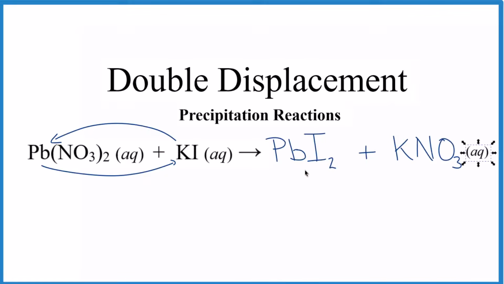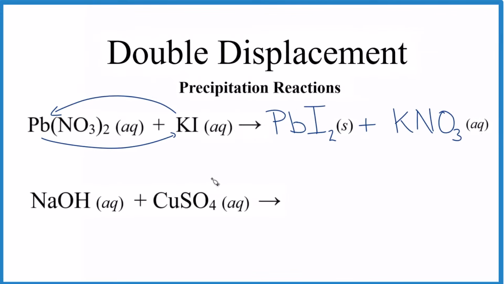But lead compounds often are insoluble. They don't dissolve. And PbI2, lead 2 iodide, that's a solid. And because it's a solid, it falls to the bottom of the test tube or the beaker. That's our precipitate. So that's a double displacement reaction that's a precipitation reaction. We have a solid that's formed.